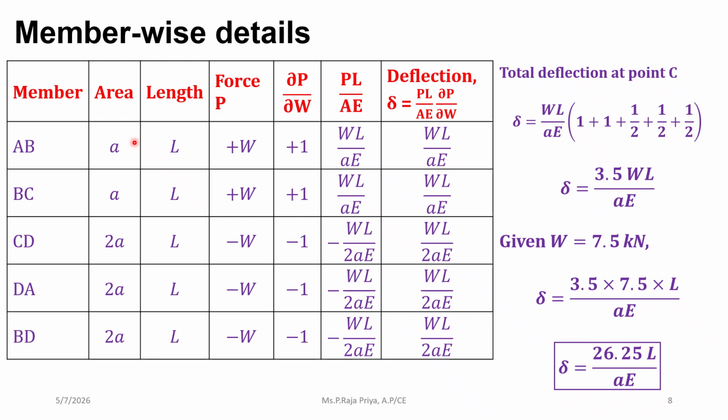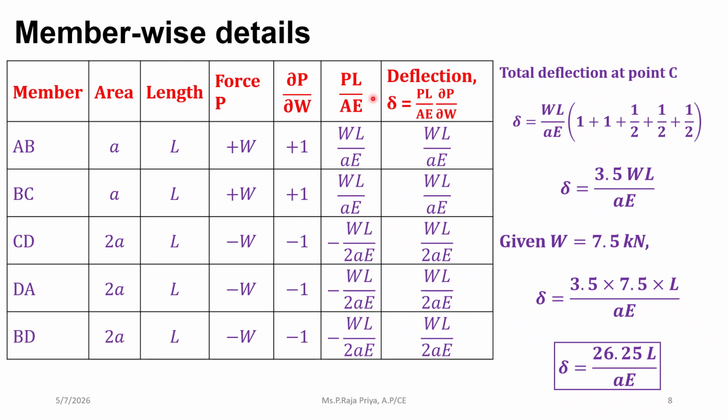For all the tensile members, area is A. For all the compressive members, area is 2A. This we have found out from considering each joint. So this you can write. Length is given in the problem, that is, length is constant for all the members. Here we have to differentiate this force with respect to W. So if we differentiate with respect to W, it will be 1 for W, and if it is minus W, it is minus 1.